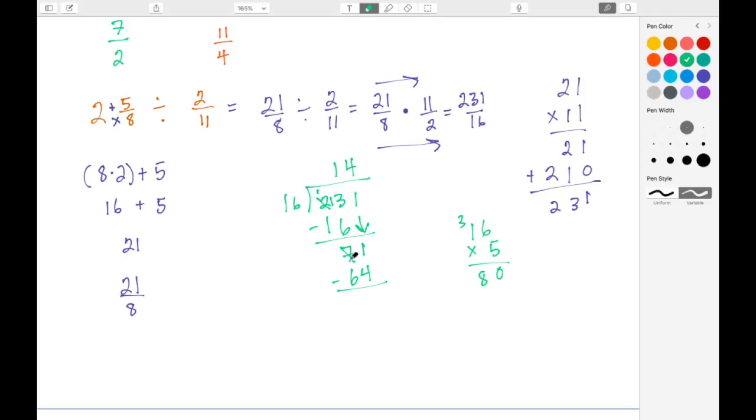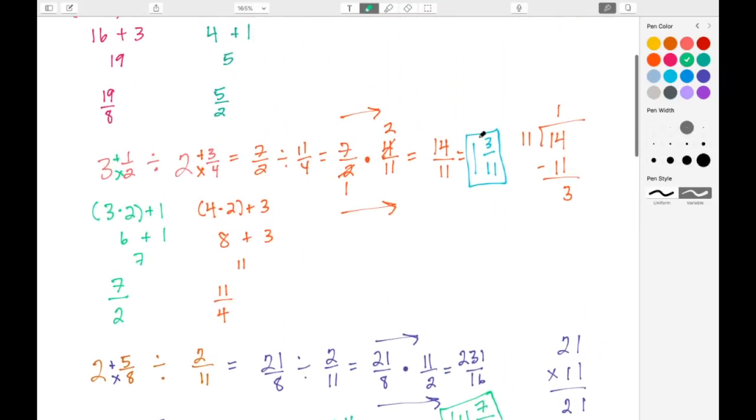Do my subtraction, I need to regroup. The 7 becomes a 6, that becomes a 1, and 11 minus 4 is 7. So here I see that for this improper fraction, the quotient is the whole number 14, my remainder is my numerator, and my divisor is my denominator. So 14 and 7/16 is the solution or the quotient for that division problem.